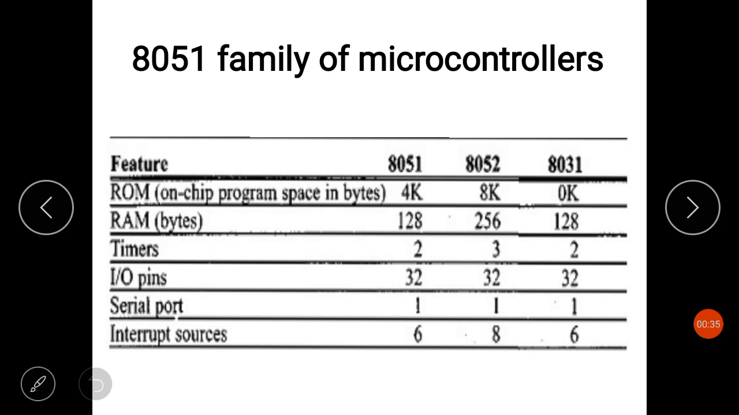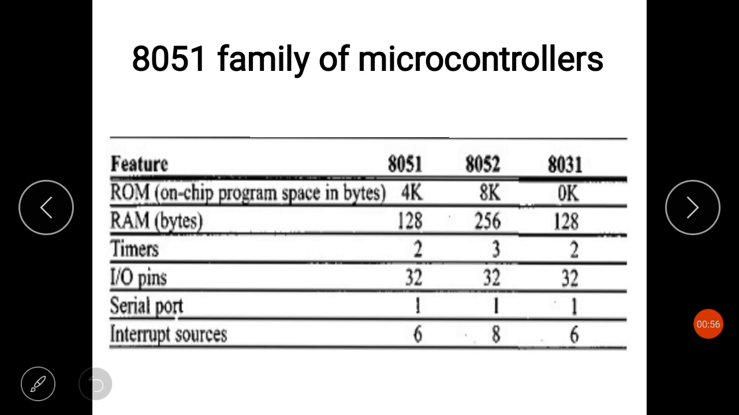But before discussing the architecture part, I will discuss the memory organization of the 8051 microcontroller, which is necessary for better understanding of the architecture part. So first you need to know the memory organization of the 8051 microcontroller, then only you can understand the architecture part.